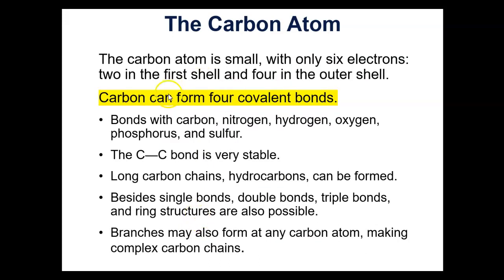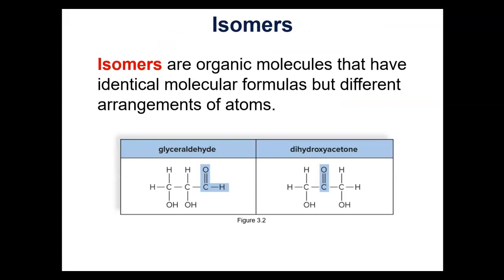Okay, so carbon is found in living things because one of the most important reasons is it can form up to 4 covalent bonds. So carbon is satisfied when it forms 4 chemical bonds where it shares electrons with 4 other substances.